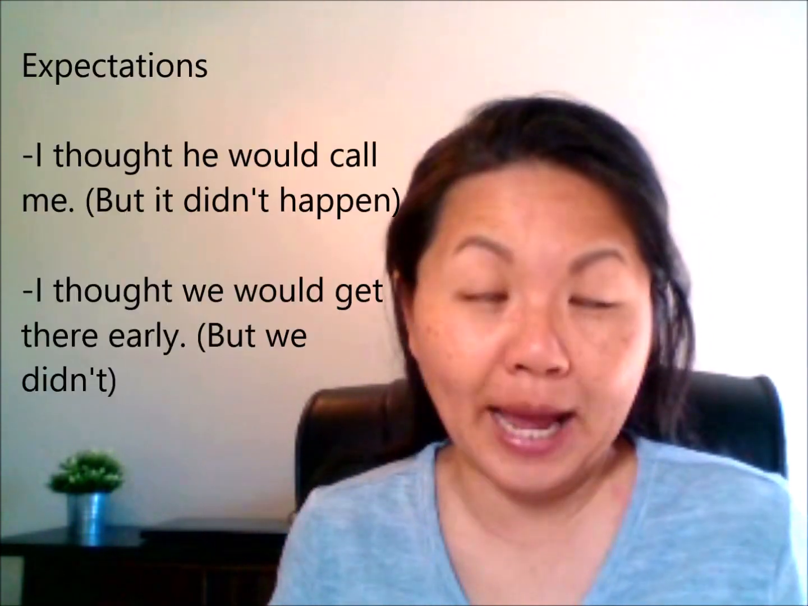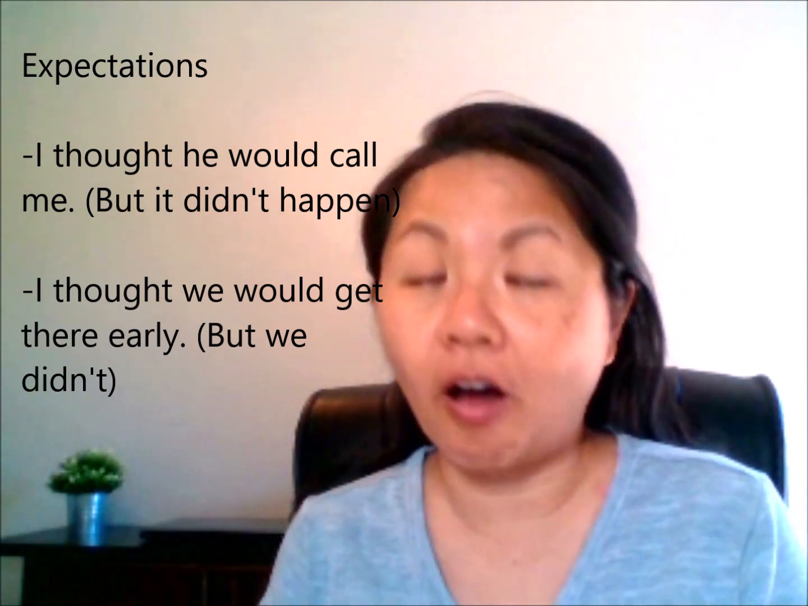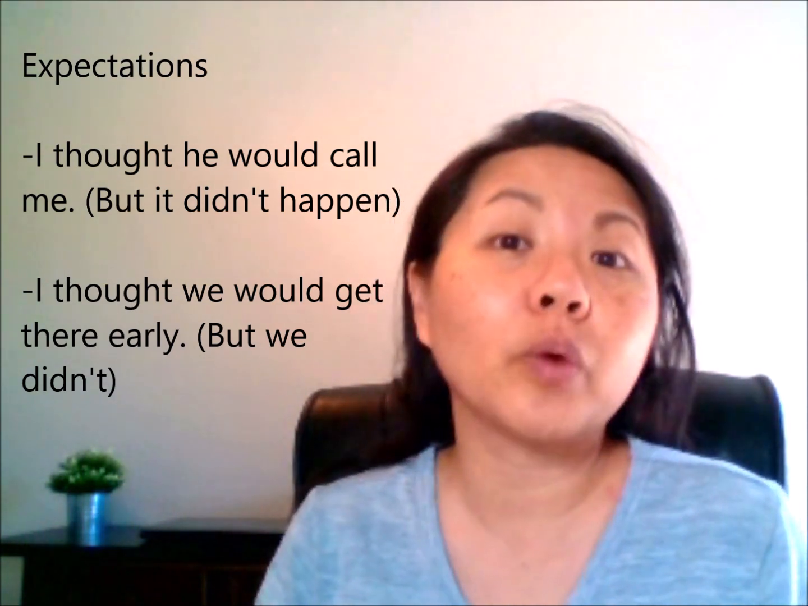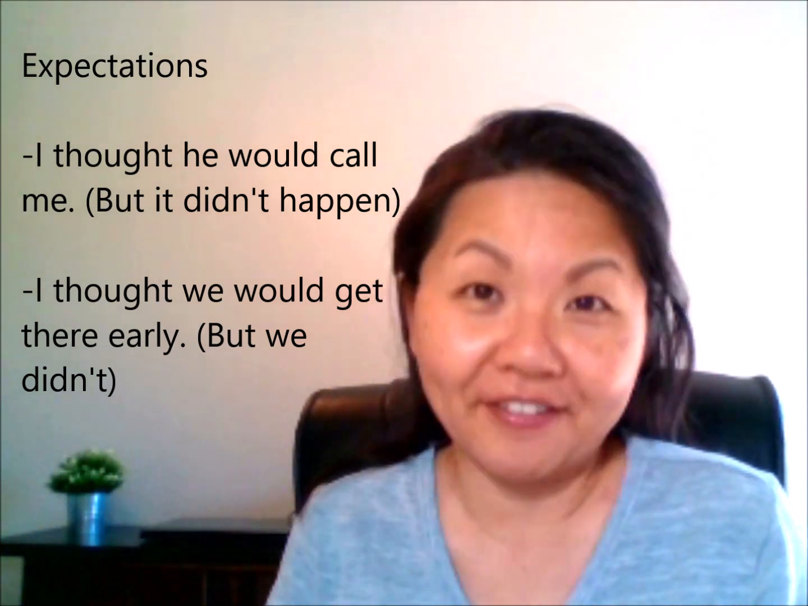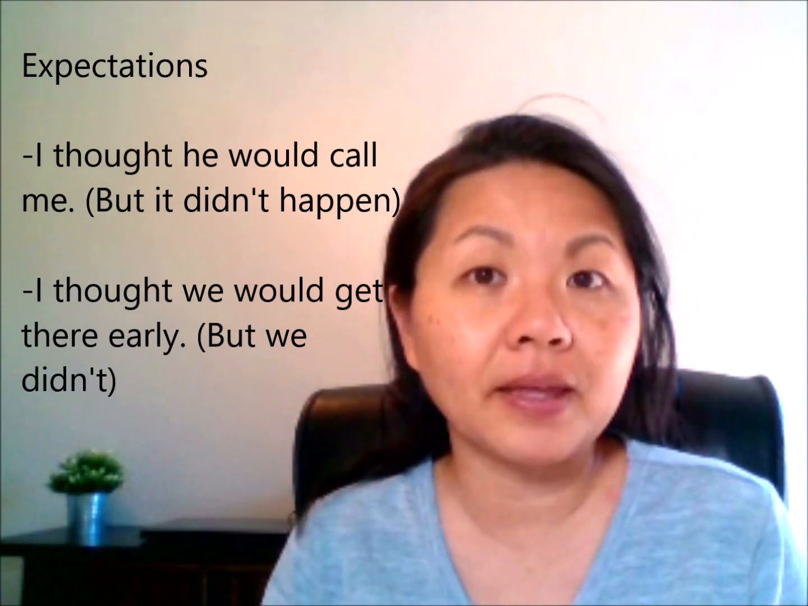Now let's take a look at how we use would when we have certain expectations about something but that didn't happen. So for example, I thought he would call me, but he didn't, okay? I thought we would get there early, but we didn't because we hit traffic. So here we have some kind of expectation that something will happen, but it didn't happen.